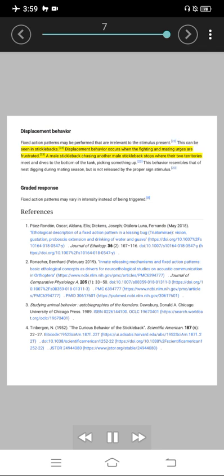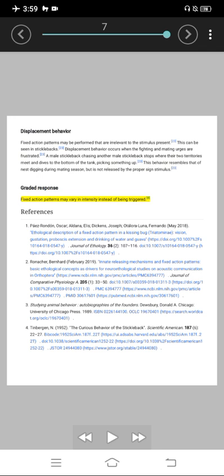A male stickleback chasing another male stickleback stops where their two territories meet and dives to the bottom of the tank, picking something up. This behavior resembles that of nest digging during mating season, but is not released by the proper sign stimulus. Graded response. Fixed action patterns may vary in intensity instead of being triggered.